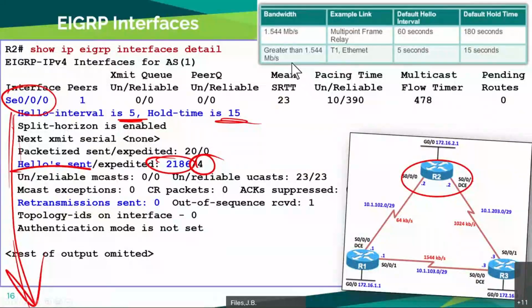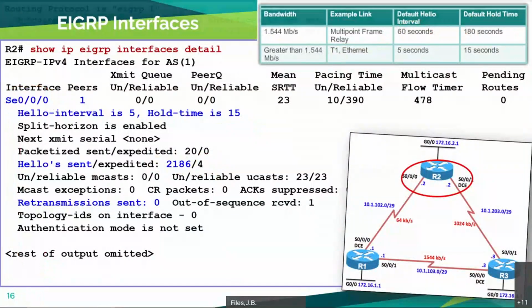So remember this. If we have there, in DMA, for example, you are slower, 60, and then the whole time is 3 times that, 180. Okay. If it's greater than T1 speeds, 1.544 megabits per second, so not including T1 speeds, but faster, then it's going to be 5 seconds, right? Not really sure T1 should be in there. That's kind of confusing.